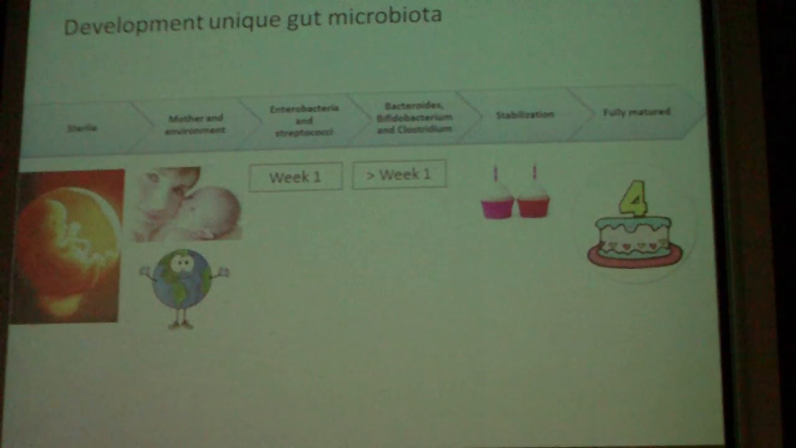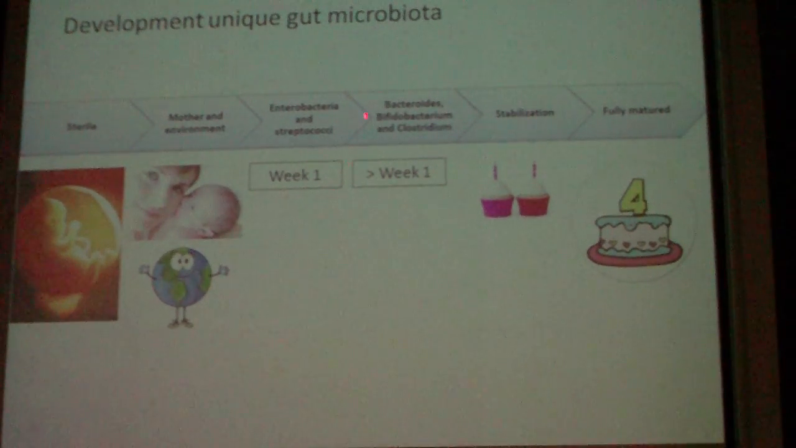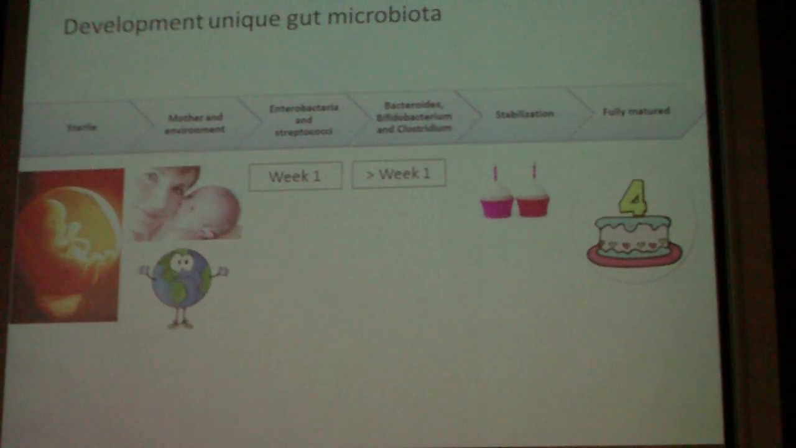During our lifetime, we develop this unique gut microbiota. First, the fetus has a sterile gut, meaning that there are no gut microbiota in the gut of a fetus. When the baby is born, during birth and after birth, it gets the bacteria from the mother and also from the environment. After 1 week, there is a habitation of Enterobacteria and Streptococci in the gut of the baby. After 1 week, we see that Bacteroides, Bifidobacterium, and Clostridium are residing in the gut of the infant.